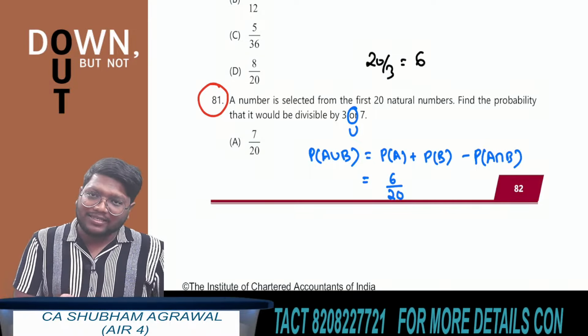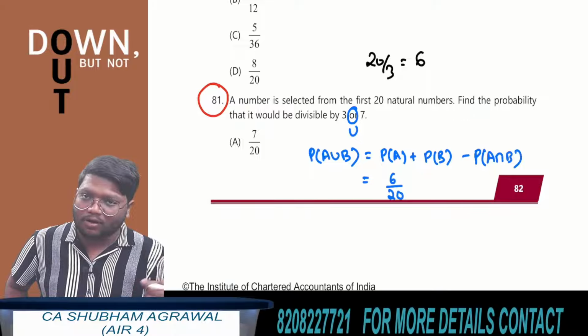What is the probability of A here? 6 by 20. Number of favorable outcomes is 6 and total number of outcomes is 20.